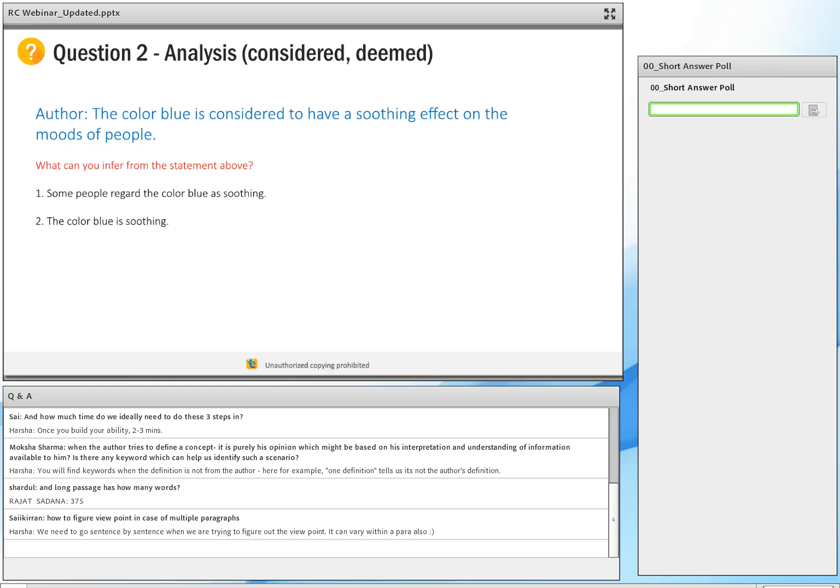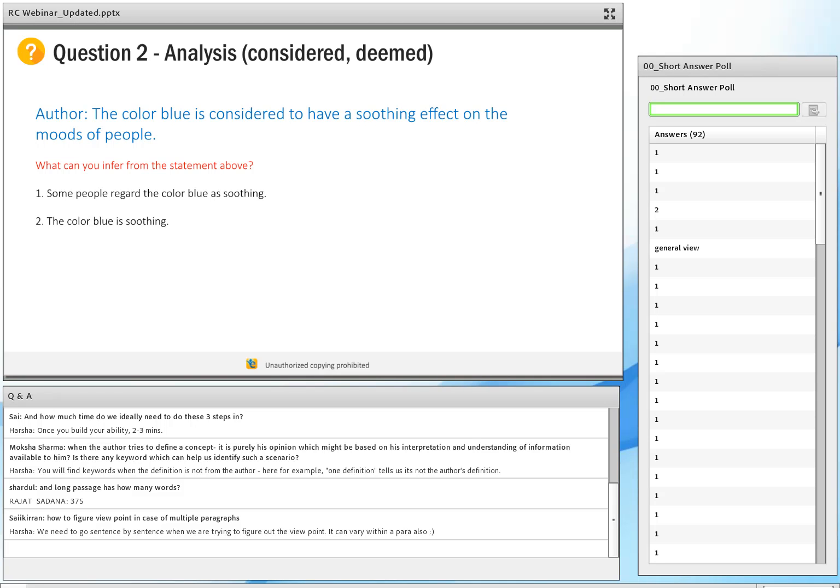3, 2, and 1. Let me broadcast results, and you can see pretty much everyone is saying that you can infer just 1 from it. Why? Because some people regard. Because the author is saying the color blue is considered to have a soothing effect on moods of people. The author doesn't say that's my opinion that the color blue has a soothing effect. It's saying it's considered to have a soothing effect.